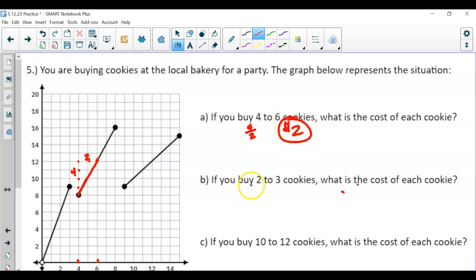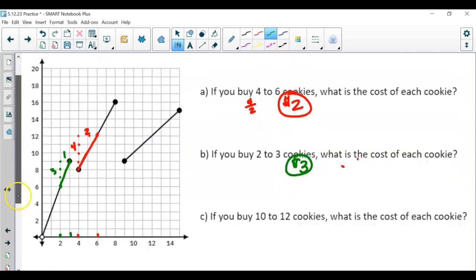So then here, if you have 2 to 3 cookies, well, 2 is here and 3 is here. So we're looking at this portion of that graph. What is the cost? Well, again, we're going 1, 2, 3 over 1. So the cost is $3 because you have a slope of 3.